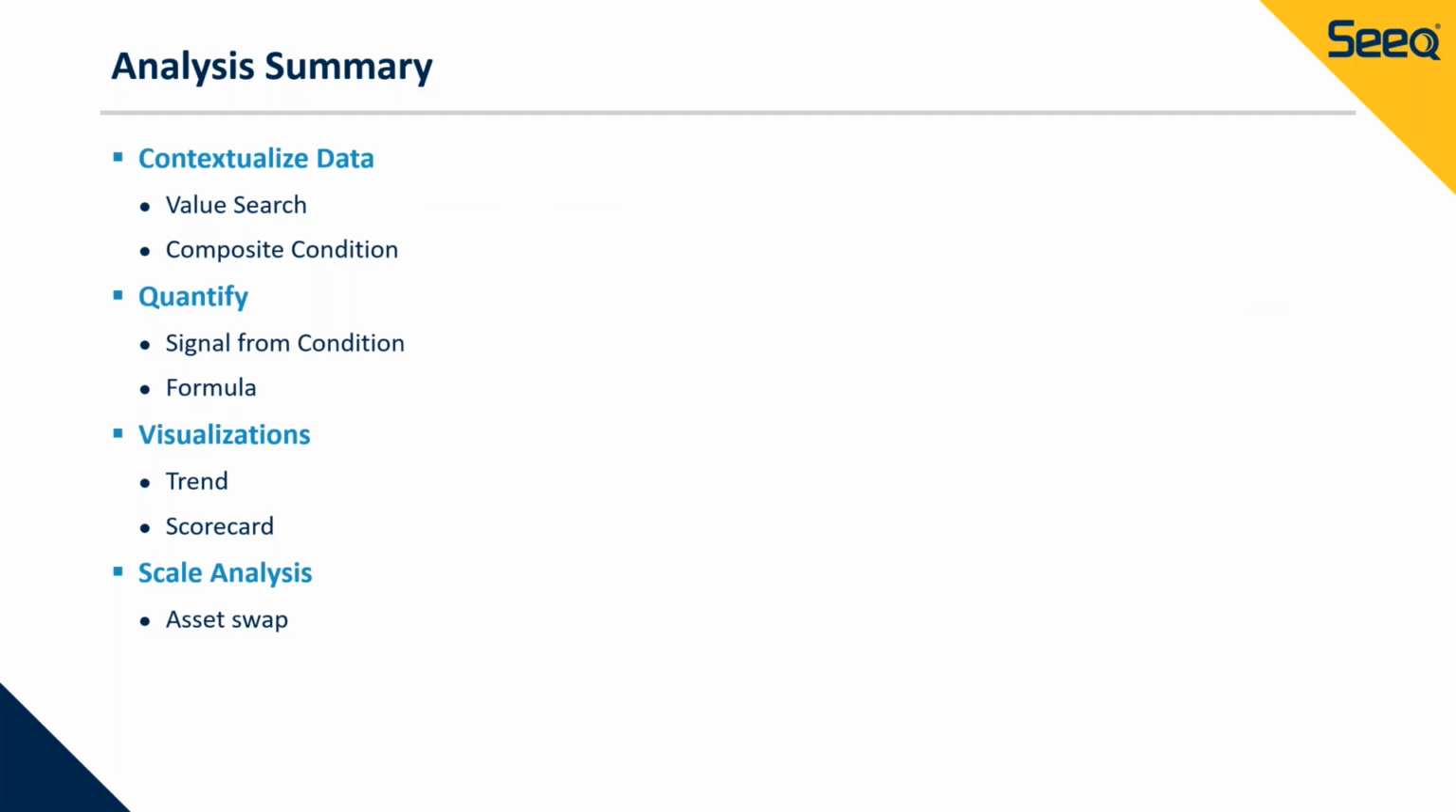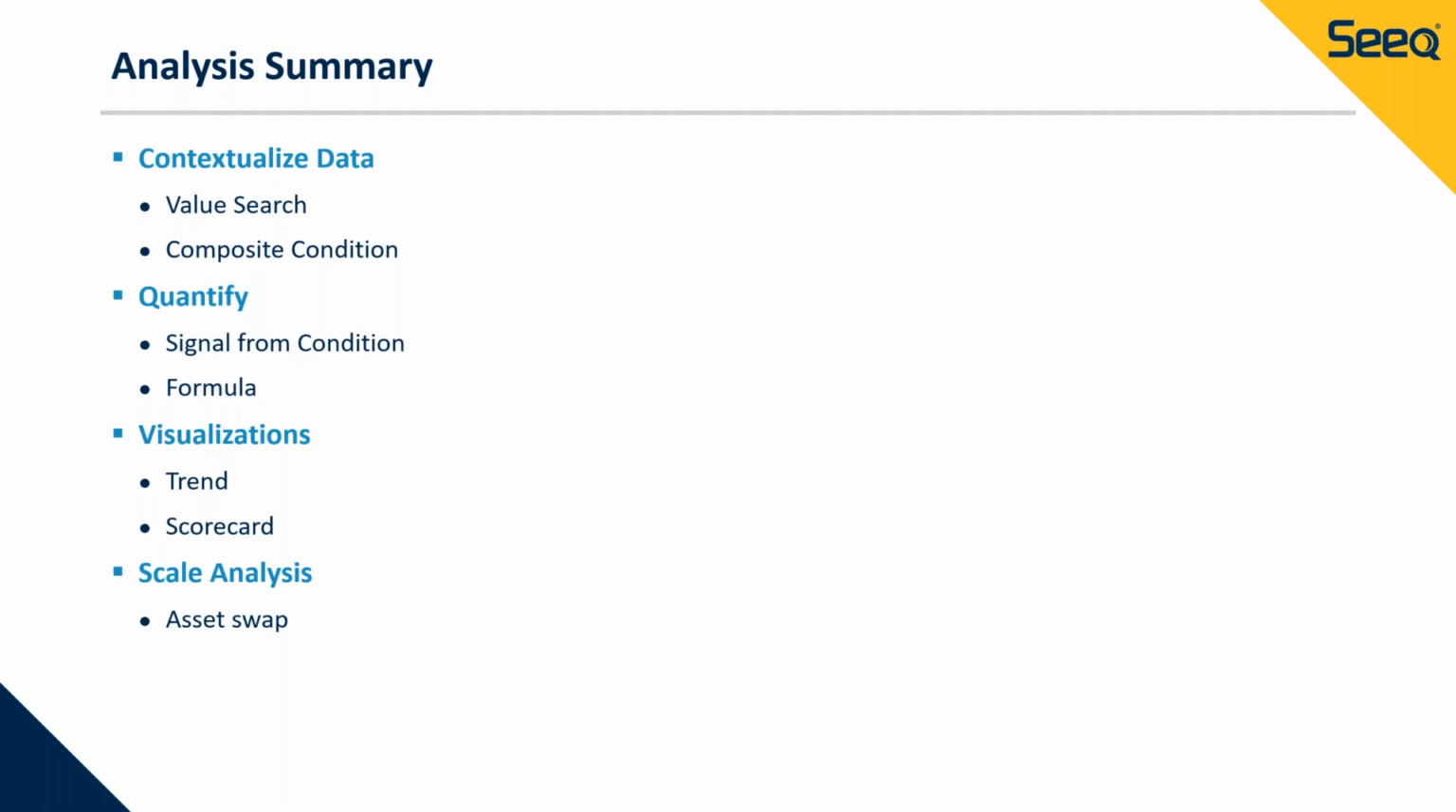So just a quick summary of the analysis we just created. We found all of our data tags needed for the analysis. That was our first quick and easy step. And then we created the framework or the foundation for that analysis by adding context using the value search tool to create a condition for each stage in the filtration cycle. We then combined those conditions using the Composite Condition tool to create a condition for the full cycle from filter online to filter offline.